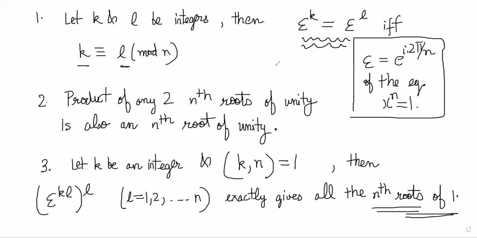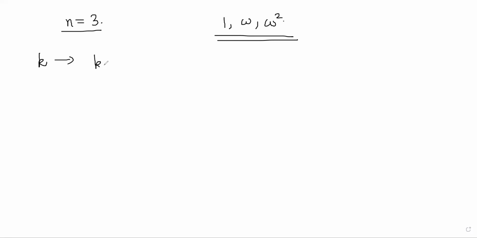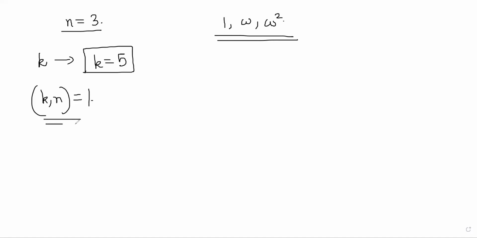So let's take an example to try and understand this property. So we are saying let n be 3. We are talking about the cube roots of unity. The roots are 1, omega, omega square. These are the cube roots of unity. And let's take a number k, an integer which is co-prime with 3, right? So we can take k as 5. That is an integer that is co-prime with 3. GCD of k and n is 1, right?